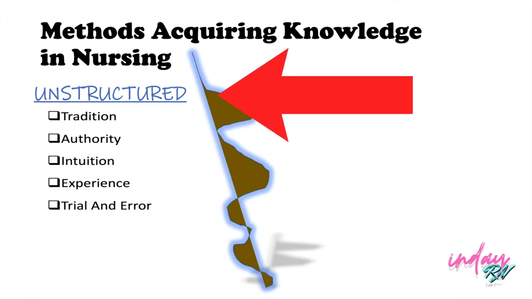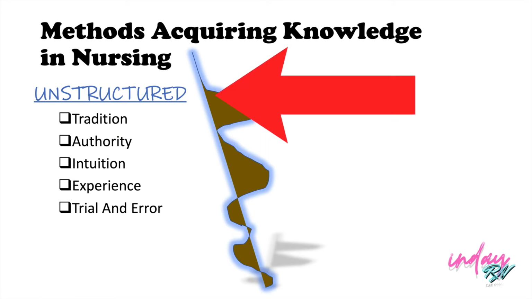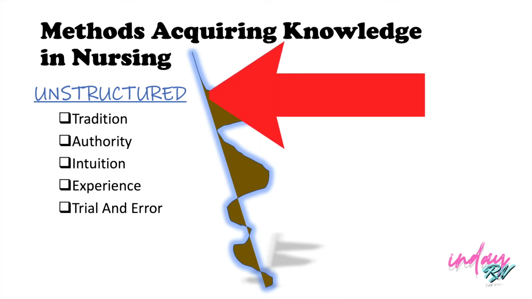There are a lot of methods in acquiring knowledge in nursing. Actually, we have two: the unstructured and the structured. In the unstructured area, we have tradition, authority, intuition, experience, trial and error. So if you can see, in unstructured, there is no specific path.